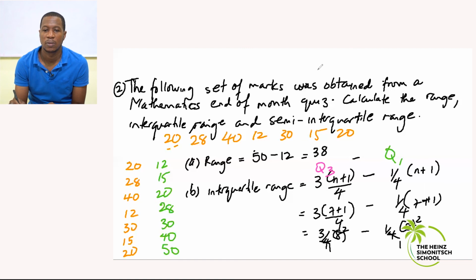We should work them out individually and then find where in the set the lower quartile and the upper quartile are first. So here the answer is actually 6. 1, 2, 3, 4, 5, 6. So that's 40.